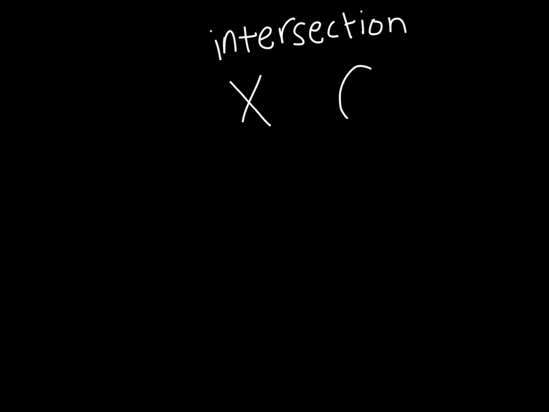Okay, so today I'm going to teach you how to find the intersection between two lines, and between a circle and a line. So basically what that means is where the two lines meet and where the circle and the line meet. So in this case, it would be right here and right here.